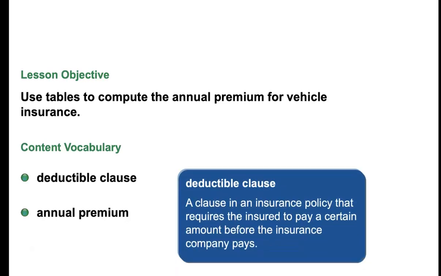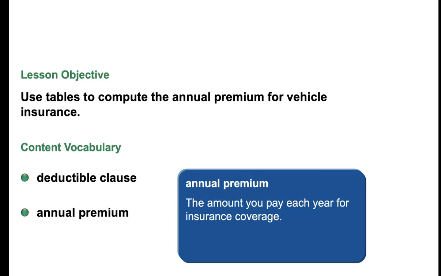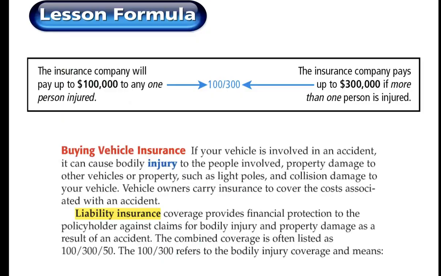Two other words that are not on your notes, but you need to know, are deductible clause and annual premium. A deductible clause is a clause in an insurance policy that requires the insured to pay a certain amount before the insurance company pays. Kind of like a copay in medical terms, but you have, say, a $1,000 deductible that has to be paid before they'll pay the rest. And then the annual premium: most insurances are paid once a year or twice a year, but you have an annual premium of what you will pay. That's how you start getting your insurance.